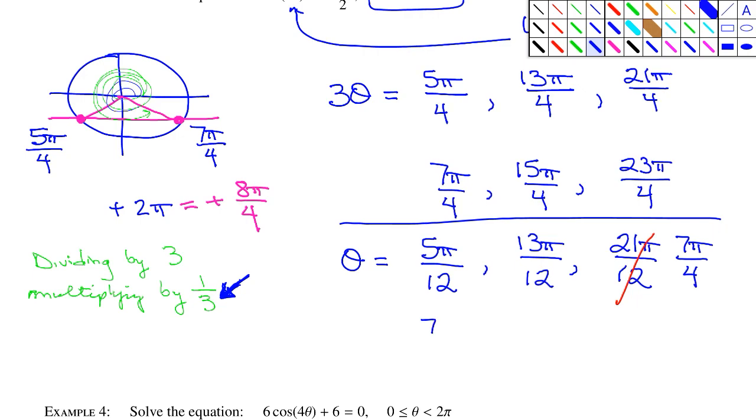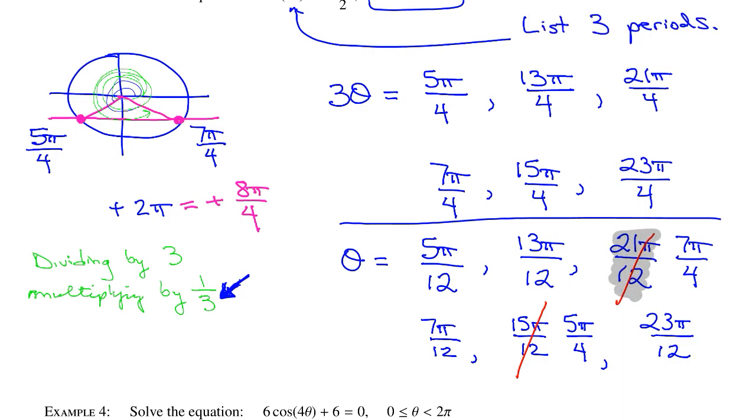Then we have 7 pi over 12, 15 pi over 12 simplifies down to 5 pi over 4. And lastly, 23 pi over 12. And those are the 6 answers for this equation.